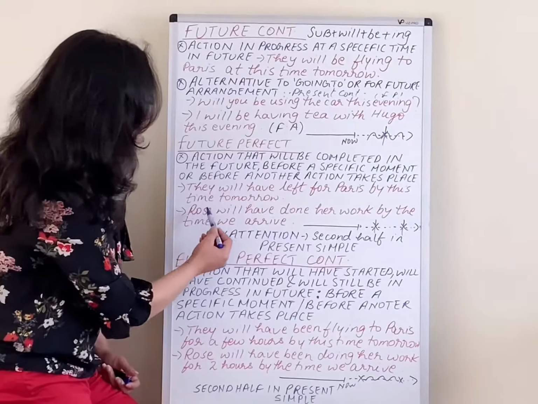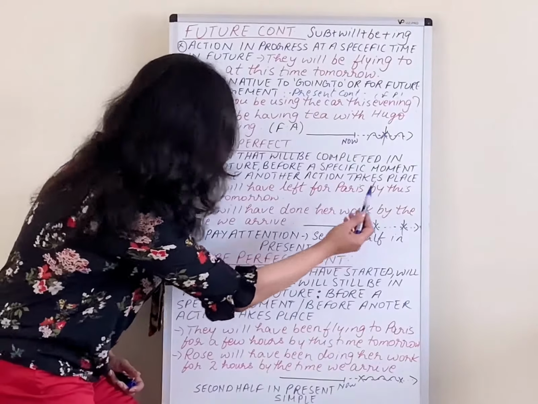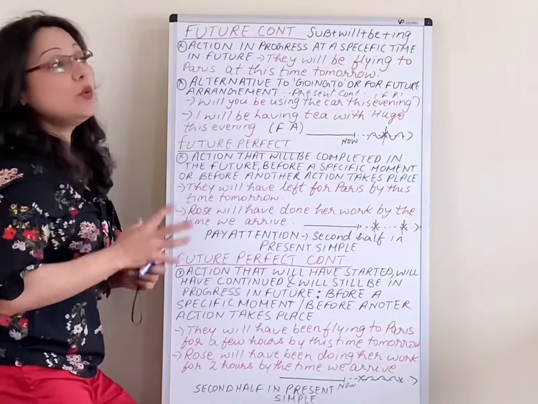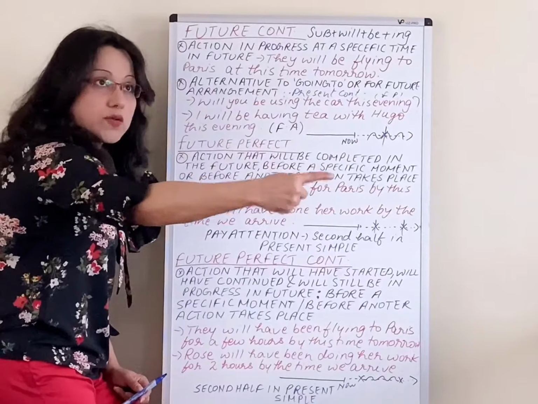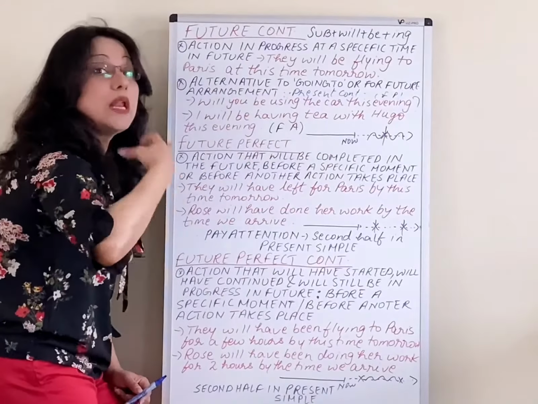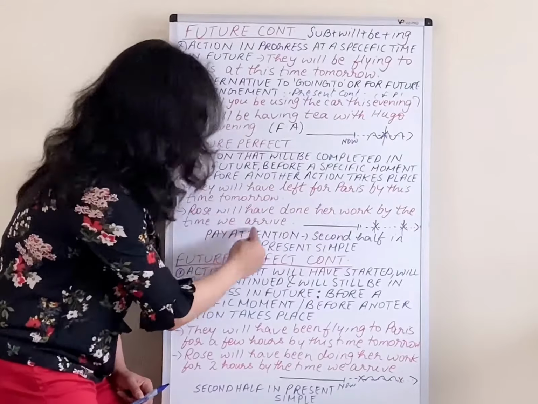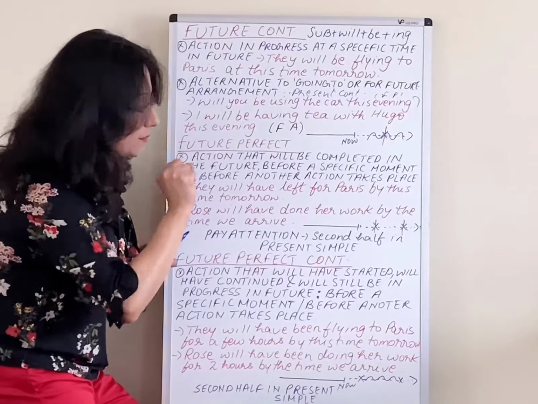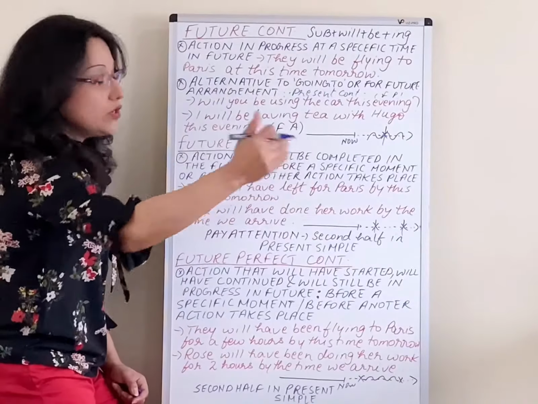Similarly, the second one: Rose will have done her homework by the time we arrive. Again, we're talking about Rose will have done. She will have finished her work by the time we arrive. So something will be completed by the time we reach.